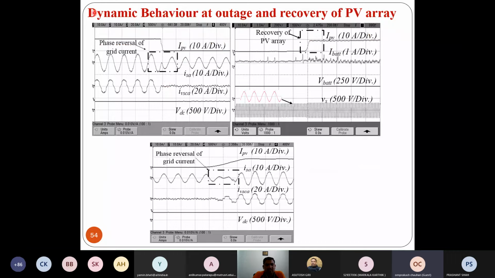So these are the dynamic behavior at outage and recovery of PV array. You can clearly see the phase reversal of grid current. Here we were drawing power from the grid, and immediately as the PV array recovered, it is reaching the MPP. This is the time it takes to reach the MPP point. As the MPP is reached, immediately there is phase reversal, and we get steady state after recovery of the PV array.